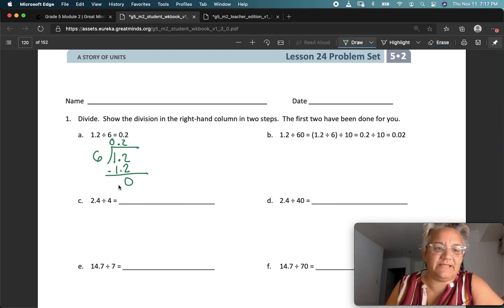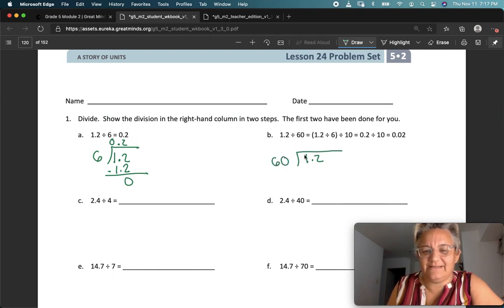So we keep going until we get to the 0 remainder. That's what we're doing. Here, 1.2 divided by 60. Now what they've done is they have taken 1.2 divided by 6 divided by 10. So you already know that 1.2 divided by 6 is 2/10, right here. And then 2/10 divided by 10 makes it 2/100.